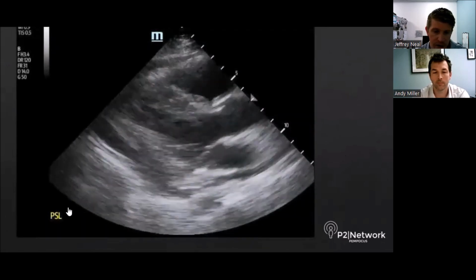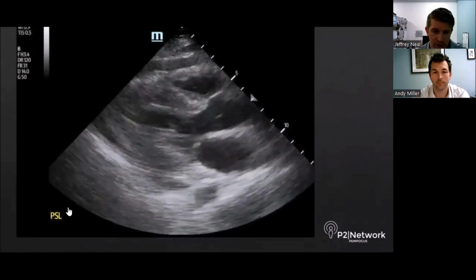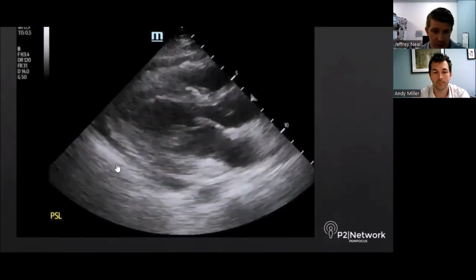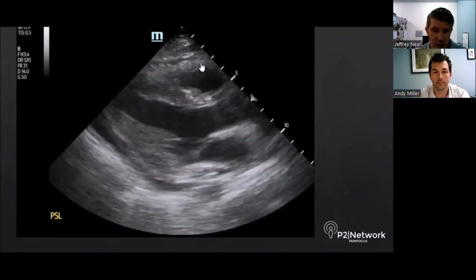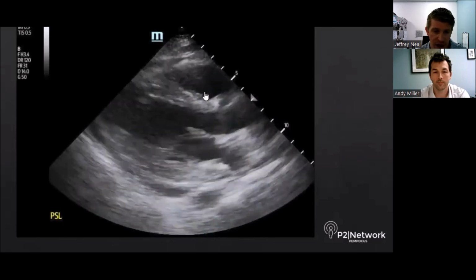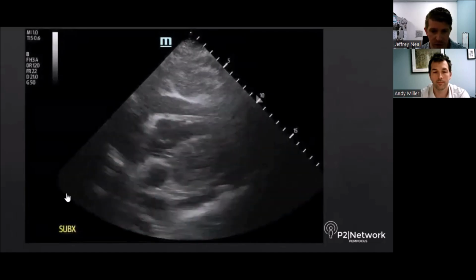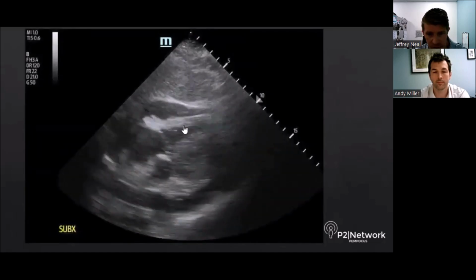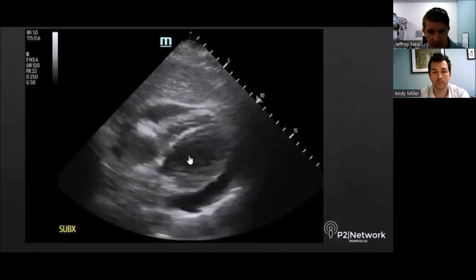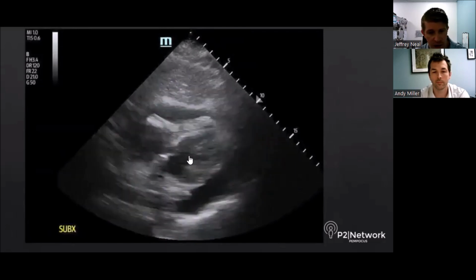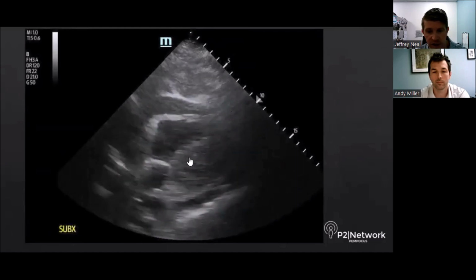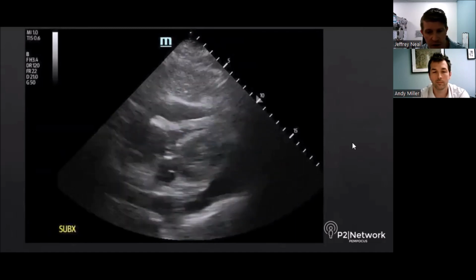Here you can see a moderately sized pericardial effusion on the peristernal long view, and despite the size, we do not appreciate any significant right-sided collapse. When switching to the subxiphoid view, you do appreciate collapse of the right ventricle, but when you slow this down, the collapse is primarily when the tricuspid valve is closed or during systole, so this would not be consistent with cardiac tamponade physiology.